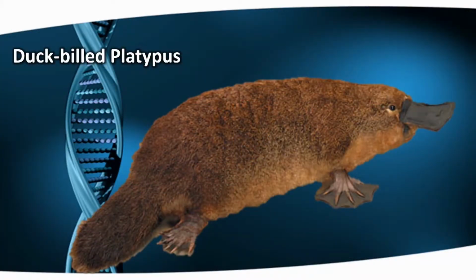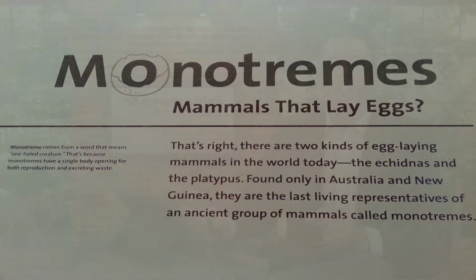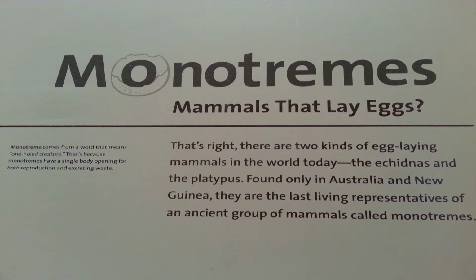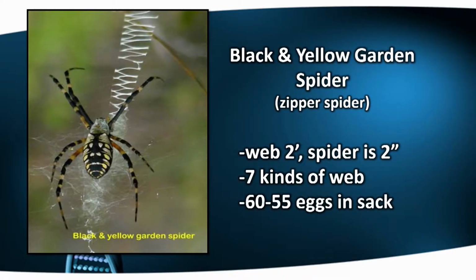Well, let's continue here. These are known as monotremes, and essentially they have one hole that does everything. Use your imagination for that. Let's talk about the black and yellow garden zipper spider. It's a small spider, and it'll spin a web that's 2 feet long.